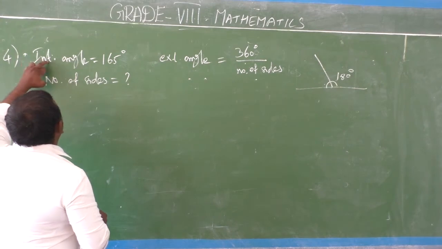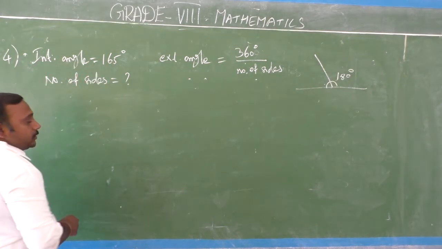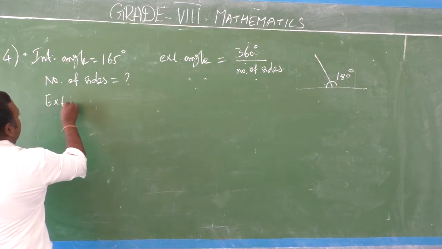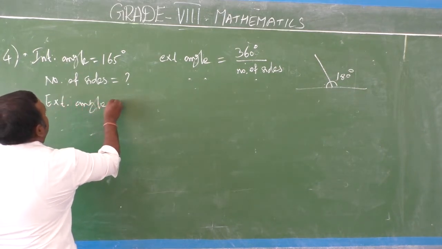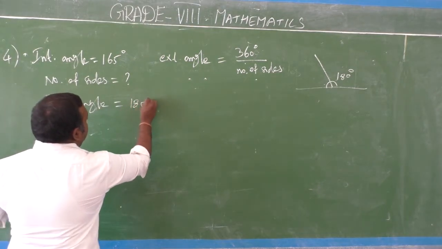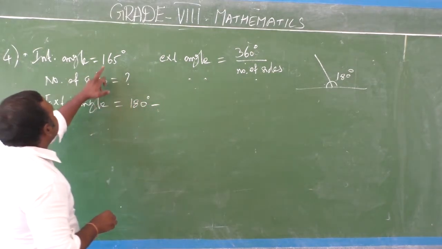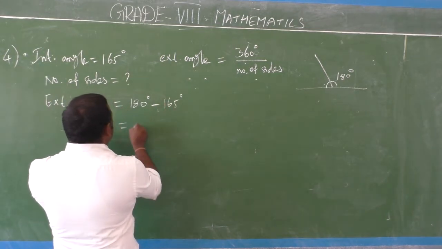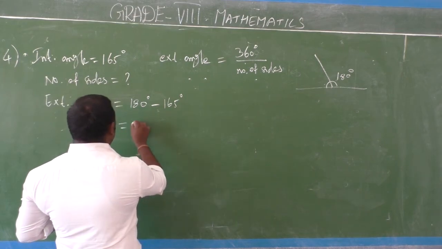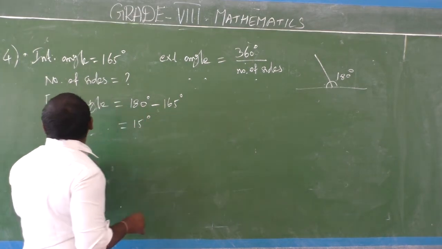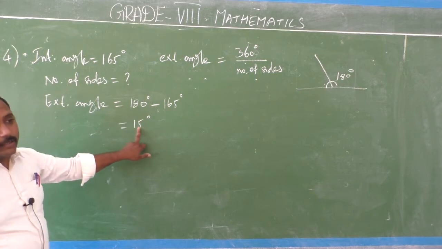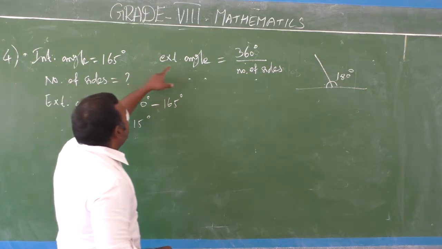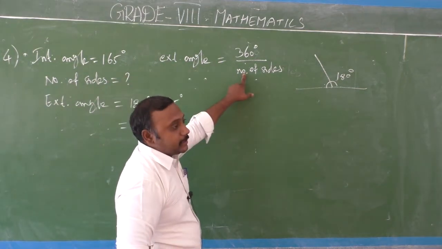Here the interior angle is equal to 165 degrees. By using this, we should find the exterior angle. So the exterior angle is equal to 180 degrees minus the interior angle, 180 minus 165, which is equal to 15 degrees. So the exterior angle is equal to 15 degrees. Now we have to find the number of sides by using the formula.